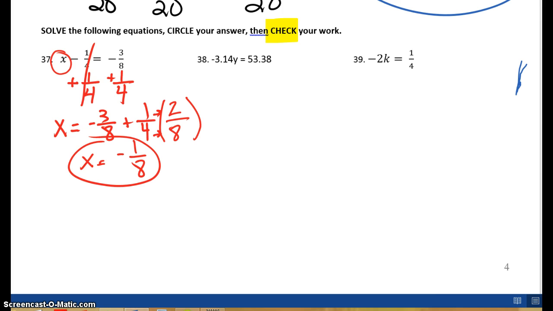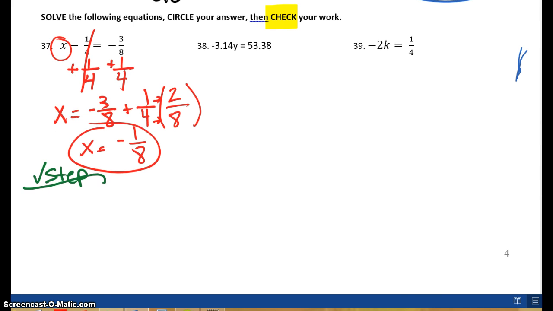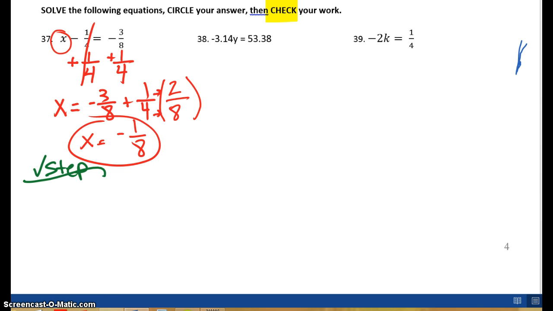But I have to make sure that I show my check step. So my check step, I'm going to make sure I label it so I know what I'm showing here. So the first step is to recopy the problem. So x minus 1/4 equals negative 3/8. Second step, plug in what I found my variable to be. So negative 1/8 minus 1/4 equals negative 3/8.